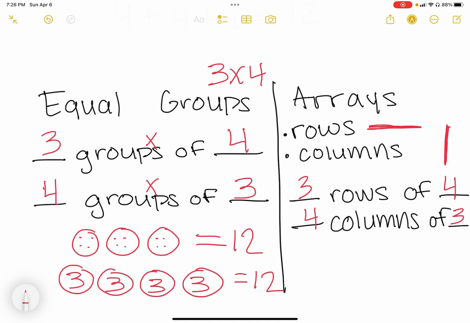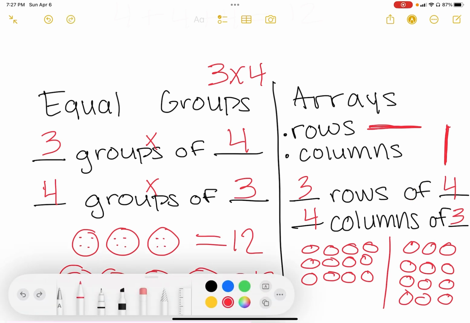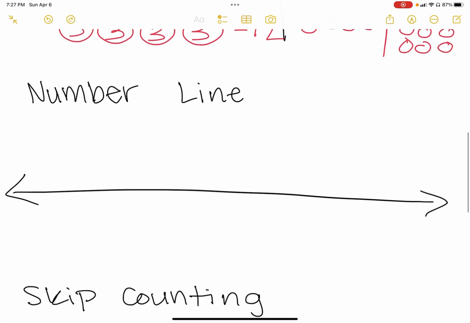Okay? When I draw an array, I can do 3 rows of 4, or I can flip that array and I would have 4 rows of 3. Okay, these arrays should hopefully remind you of area because we're filling in that space within a shape.